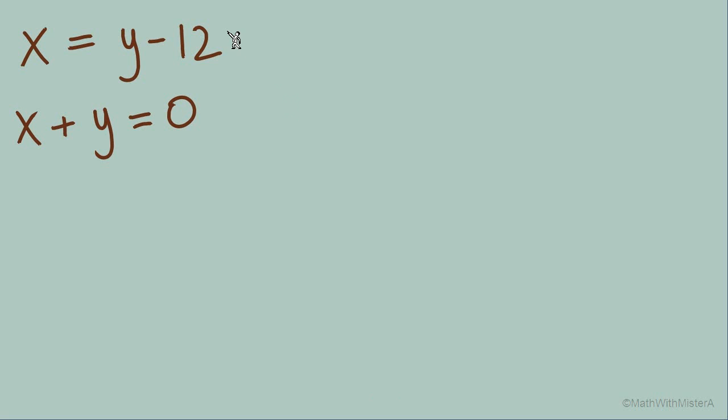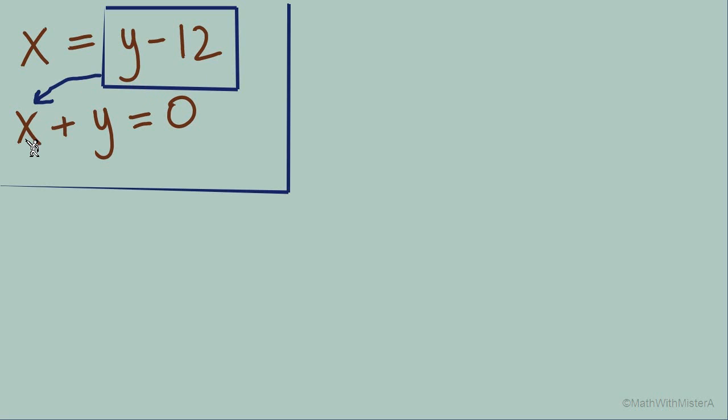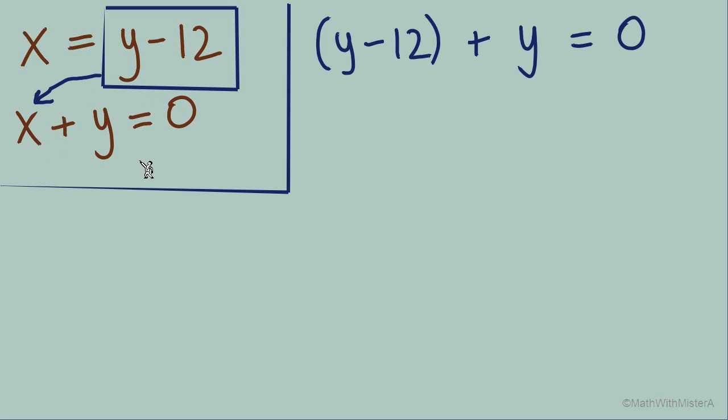In this case, it's up top, our first equation. We spot that x equals y minus 12. So y minus 12 is being substituted into the second equation in place of x. Here we go. The equation starts with x, so we now have to start with the expression y minus 12, and then the equation continues with plus y equals 0. There's our new equation once we've put y minus 12 in place of x.